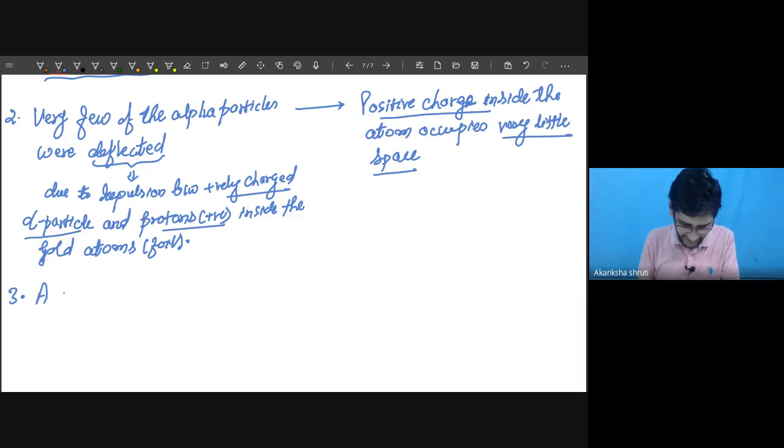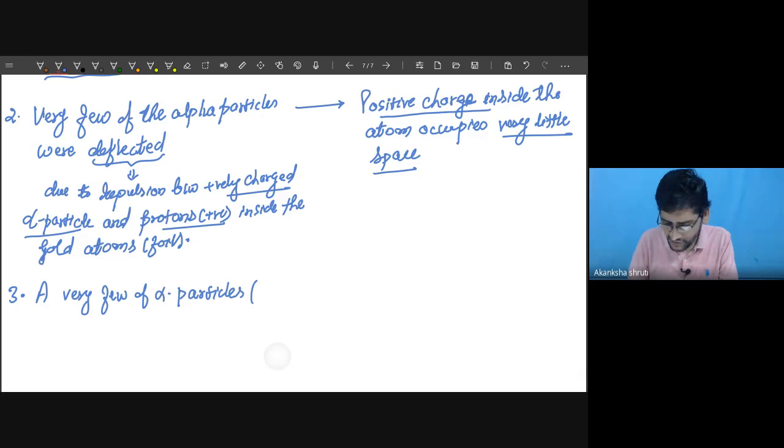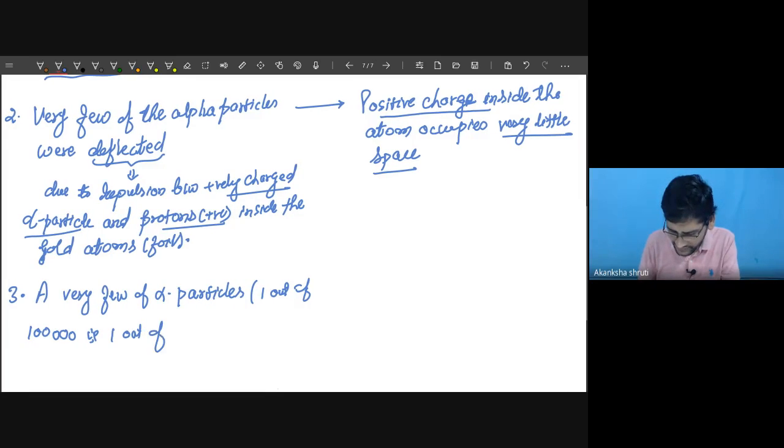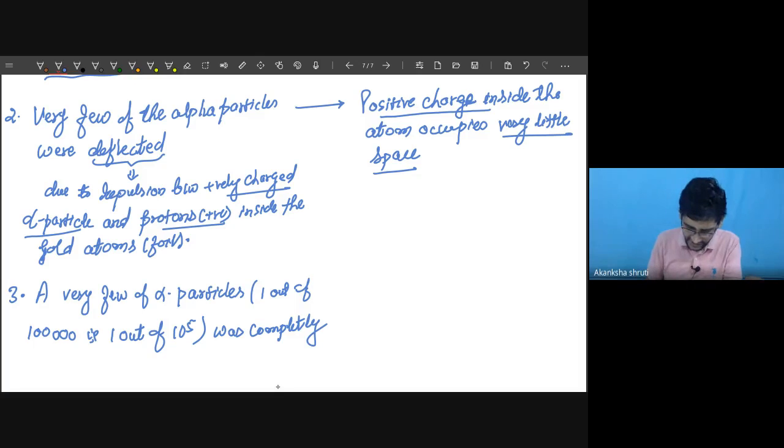So write, a very few of alpha particles, in bracket you may write 1 out of 1 lakh, that is 1 out of 10 to the power 5. So you can understand how small is the chance of returning. So 1 out of 10 to the power 5 was completely rebounding back, completely reflecting or rebounding, means coming back.